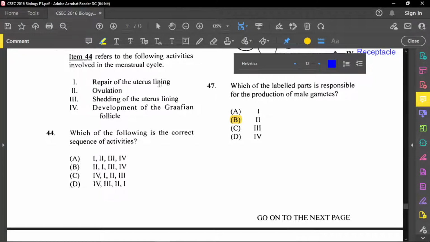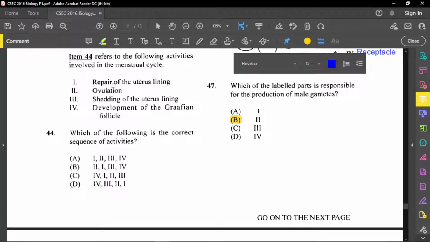Repair of the uterus lining, the endometrium; ovulation; shedding of the uterus lining, the endometrium; development of the Graafian follicle. Which of the following is the correct sequence of activities? All right, so let me see. We're gonna work through this.